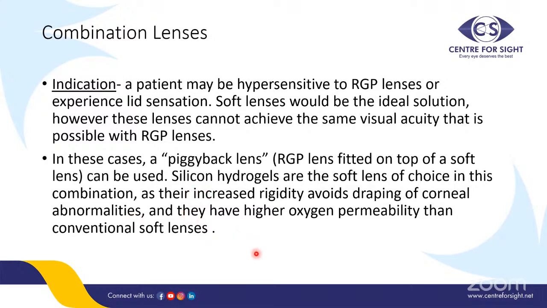And in these cases, a piggyback lens, that is an RGP lens, is fitted on top of a soft lens. As I mentioned, silicone hydrogels are the soft lens of choice, and they are combined with the RGP lenses. And silicone hydrogels actually provide good oxygen permeability as compared to the conventional soft lenses.